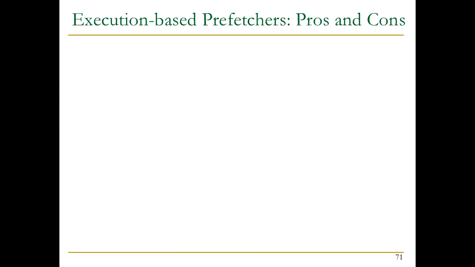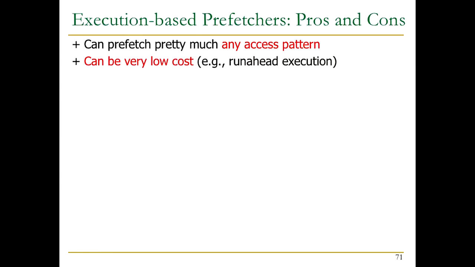Okay, let me cover the pros and cons of execution-based prefetchers, and then we'll take a short break. So basically, you can pretty much prefetch for any access pattern in this case, because you're really executing code to do prefetching. And depending on how you do it, it can be very low cost, but it can also be very high cost as well. But runahead is one of the lowest cost examples of this.